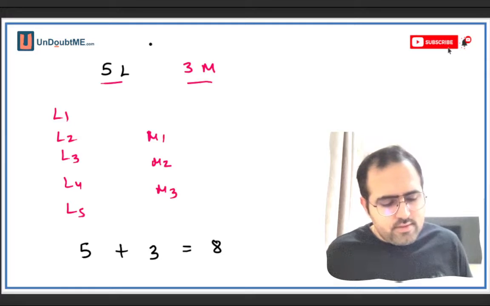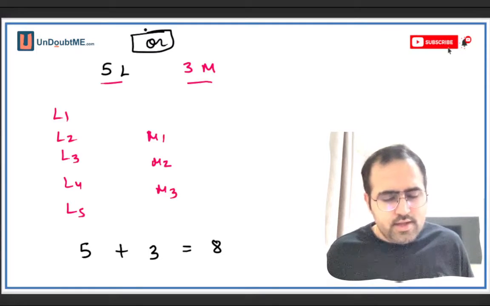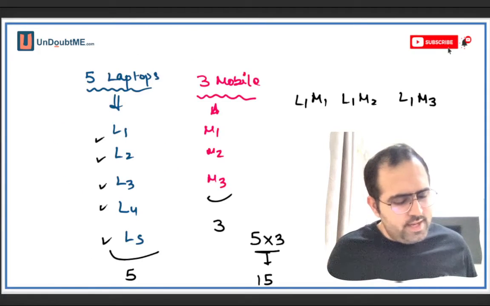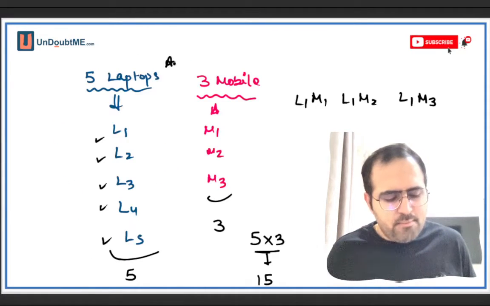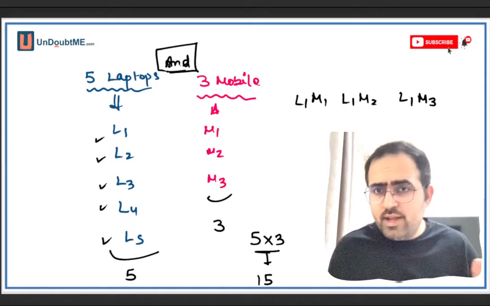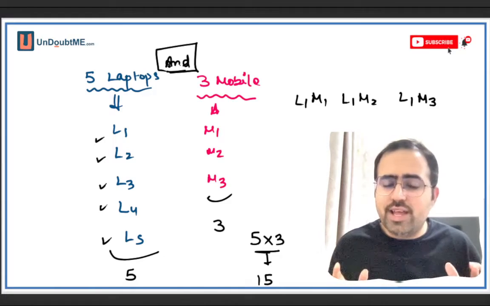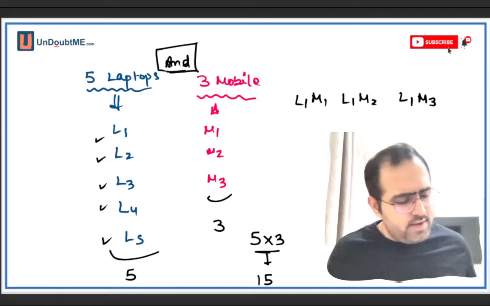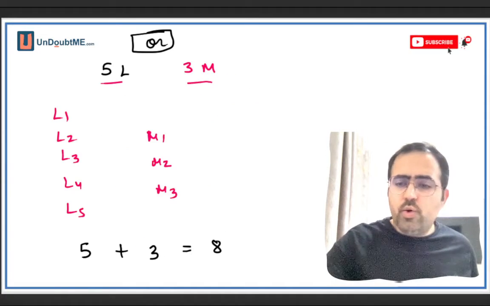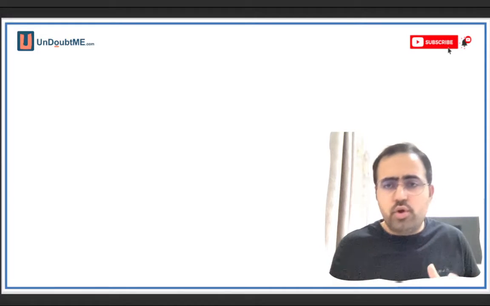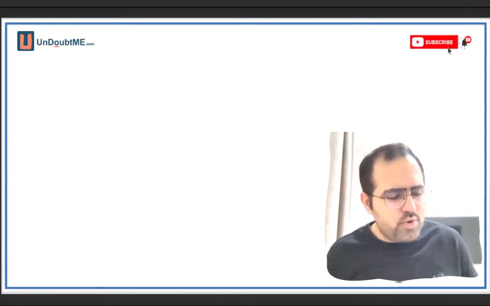This is the case for OR, where I am buying either a laptop or a mobile phone, and in the first case we discussed that I am buying a laptop and a mobile phone. In both cases, what was the difference? You can watch the video again and you can understand that very easily. I hope this example is clear, and before concluding the video we will do one more example with which I will explain one more concept based on the fundamental principle of counting.